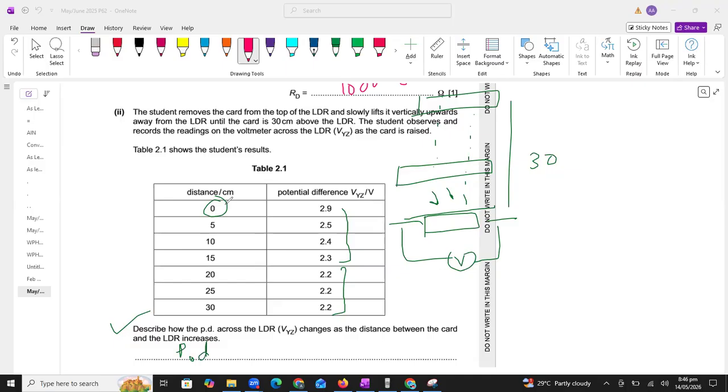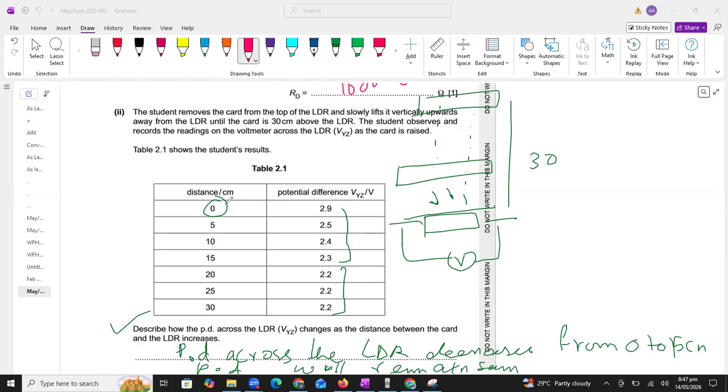So we have to write here, student, that the potential difference across the LDR decreases from 0 to 15 centimeters, sorry, beta. All right, then we have to write here that the potential difference will remain same from 20 to 30 centimeter. So for this statement, we will get 2 marks.